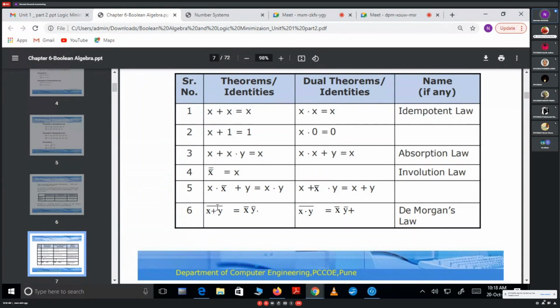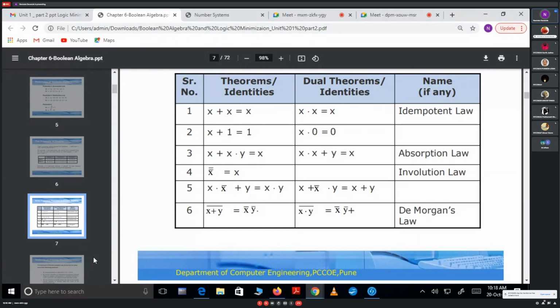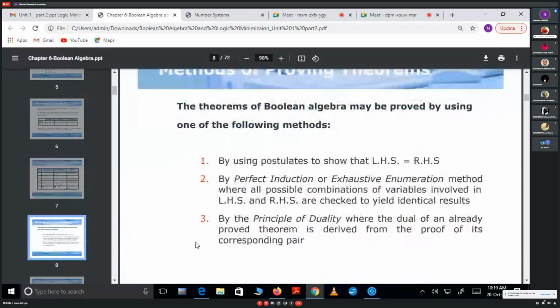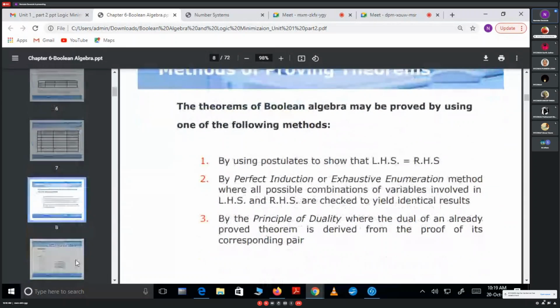So De Morgan's law you should know for each and every logic minimization, because here it is required to minimize the logical equation. (X + y)' is always considered as x'y'. Why is it considered? Okay, I will show you the proving theorem for that. Maybe it is also given in the PPT, so you can go through that.